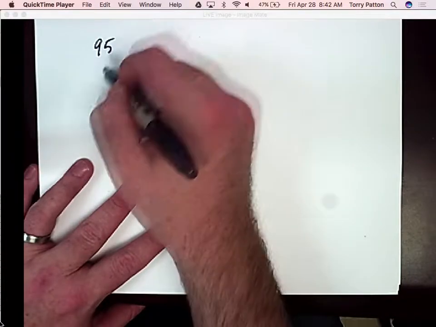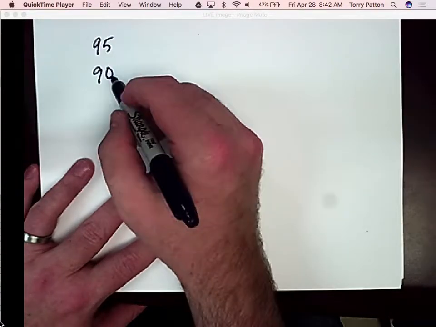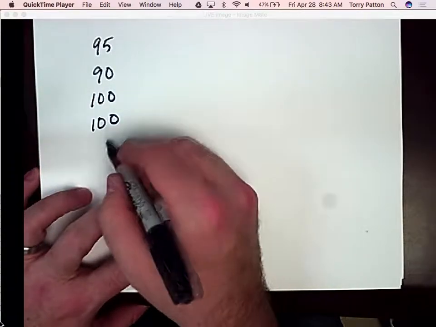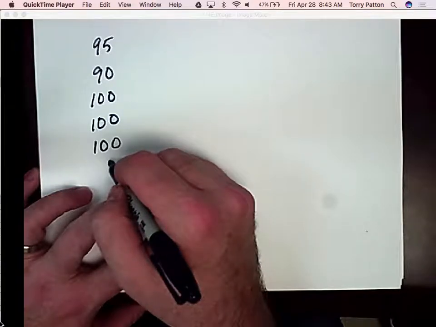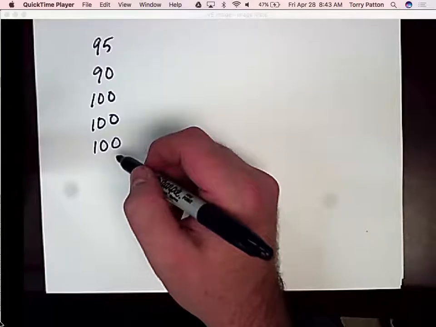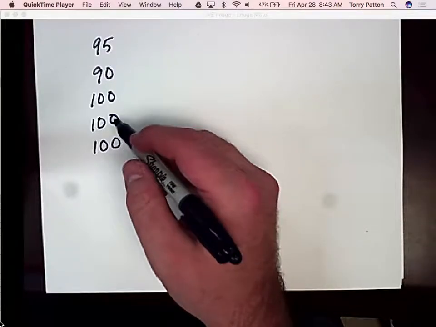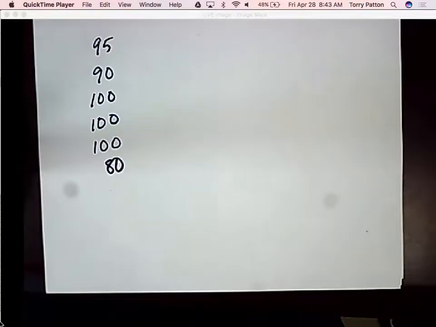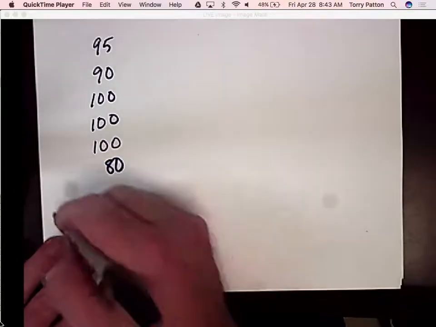So we got 95, we got 90, we got 100, 100, 100, 85. Actually, I think 85 may be wrong, because it's supposed to be 80. Okay? Go back and change that one to 80. It's supposed to be 80 if the average is going to be 95. Okay? All right. So the first thing you do is find the mean.